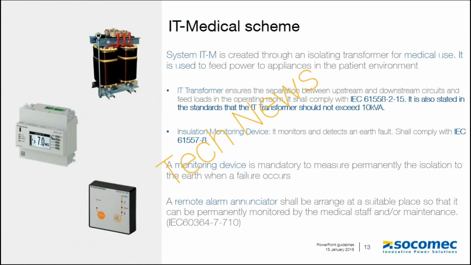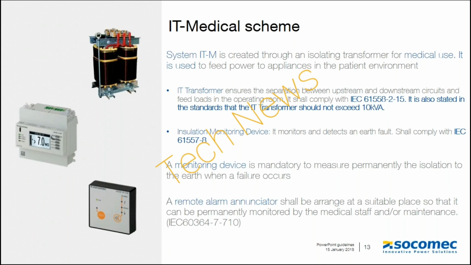So, in the case of Group 2 medical locations, an IT earthing system is created through an isolating transformer designed for medical use. It is used to feed power to all the appliances within the patient environment. But generally, from the primary side, we are still on a TN network. So this isolating transformer has to ensure the separation between upstream and downstream circuits and to feed the loads in the operating room.